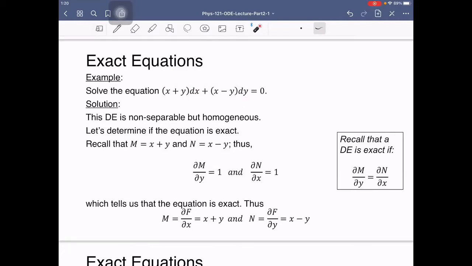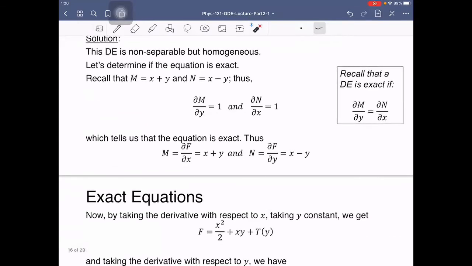So, if we take the partial derivative of these functions, so partial m with respect to y is just 1, right? And partial n with respect to x is just 1. So, equal sila, di ba? So, exact yung equation natin. So therefore, pwede natin gamitin ulit yung technique natin. So yung m is just equal to partial f with respect to x.